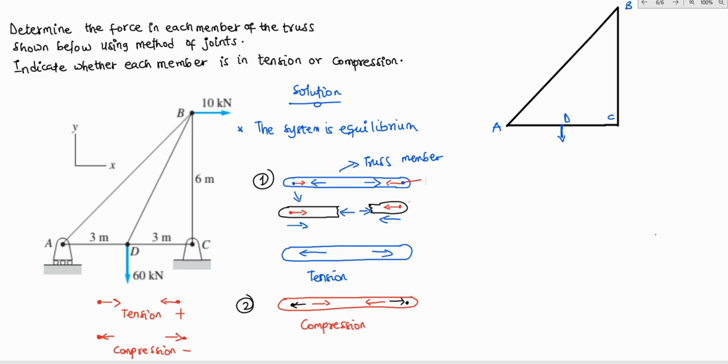So now let's indicate the external forces and then the external reaction forces. So let me actually bring B here. We have another 10 kilonewton here, and then we have 60 kilonewton here.